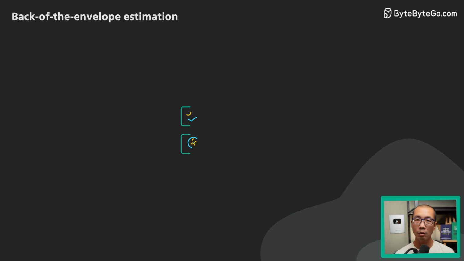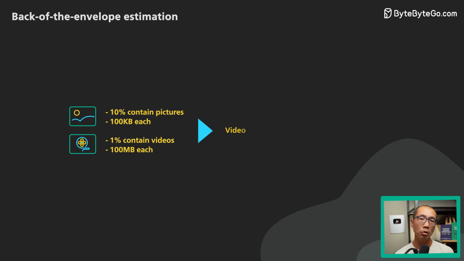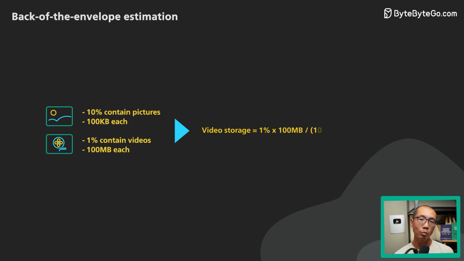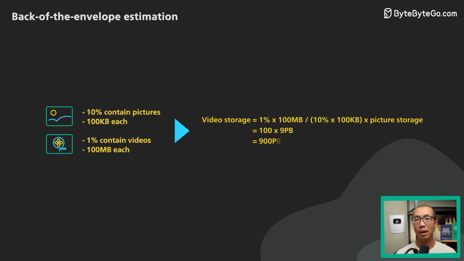Now for storing videos, we take yet another shortcut. Since videos on average are 100 megabytes each, while pictures are 100 kilobytes, a video is 1,000 times bigger than a picture on average. Second, only 1% of tweets contain a video, while pictures appear in 10% of all the tweets. So videos are 1/10 as popular. Now putting the math together, the total video storage is 1,000 times 1/10 of pictures storage, which is 100 times 9 petabytes, or 900 petabytes.